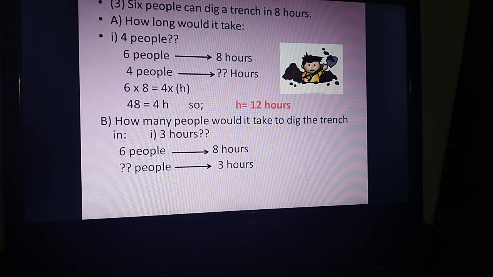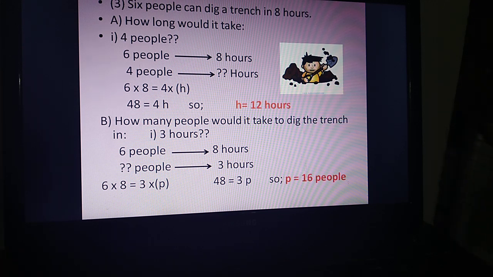To do this, we have to multiply horizontally. So we say 6 times 8, that's 48. And 3 times p is 3p. 48 equals 3p. This means that p is actually 16 people. Does it make sense? Yes, because I need more people to finish the job.